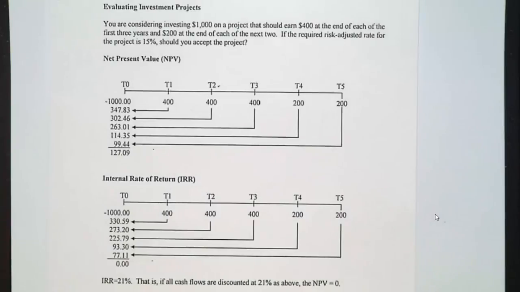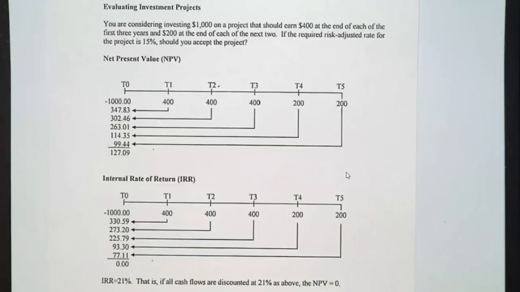Now let's talk about how to use time value of money to evaluate projects. Example: you're considering investing $1,000 on a project that should earn $400 at the end of each of the first 3 years and $200 at the end of the next 2 years. If the risk-adjusted rate of return for the project is 15%, should you accept the project?